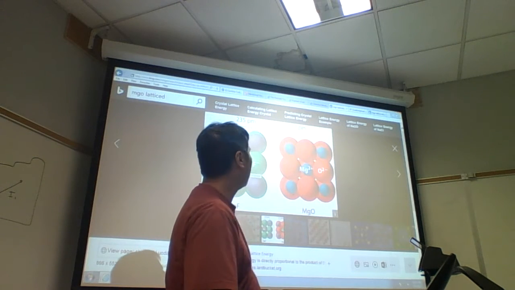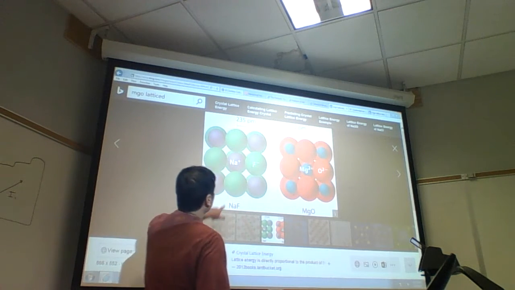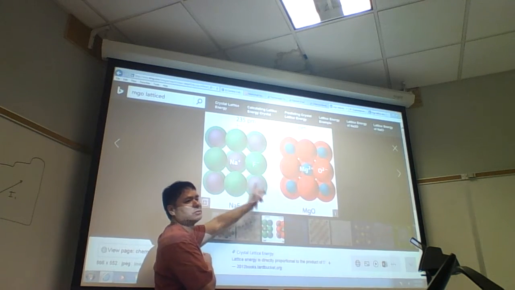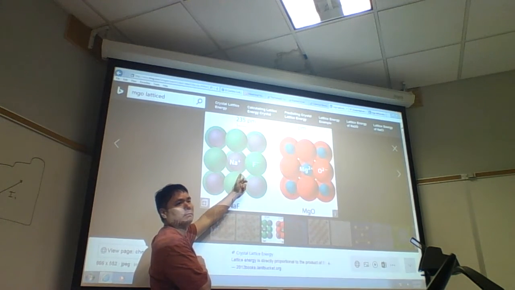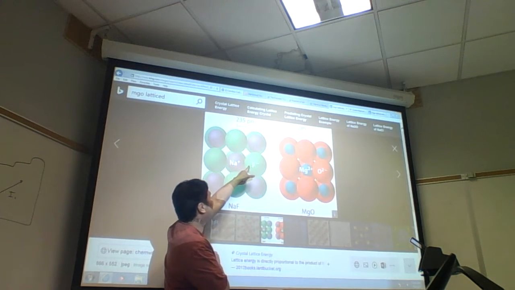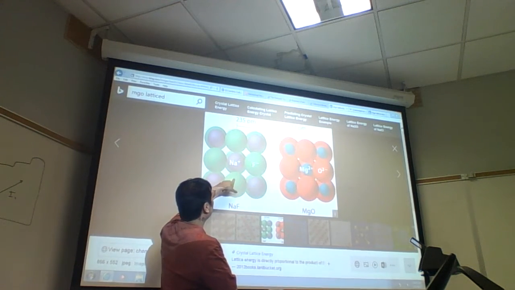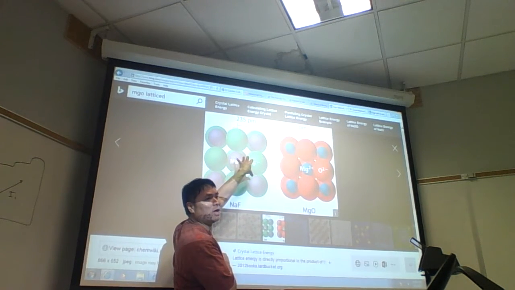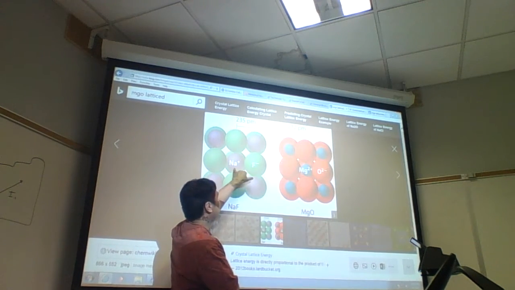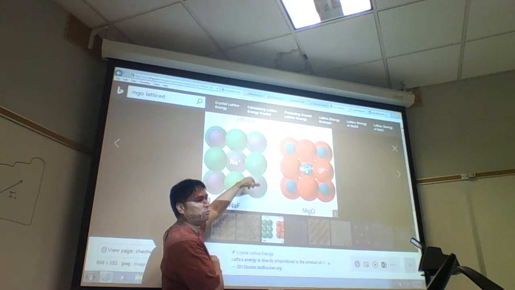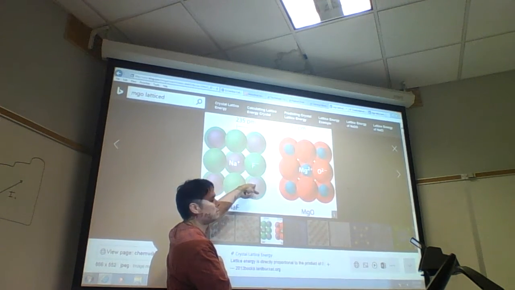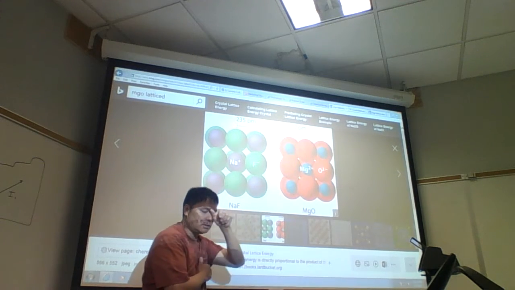If I look at sodium fluoride, how many ionic bonds do you see right there? I see 1, 2, 3, 4, 5, and there's a 6th one on top. So each sodium is actually ionically bonded to 6 fluorides. And each fluoride is ionically bonded to how many sodiums? 6. This is a lattice.